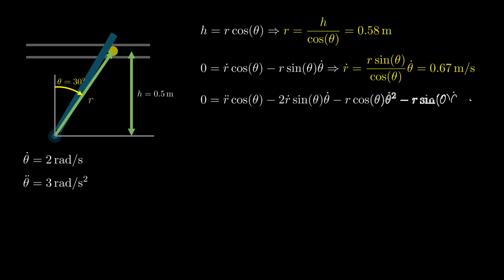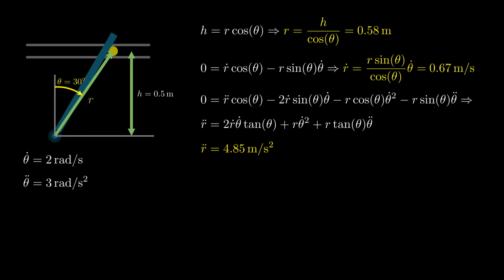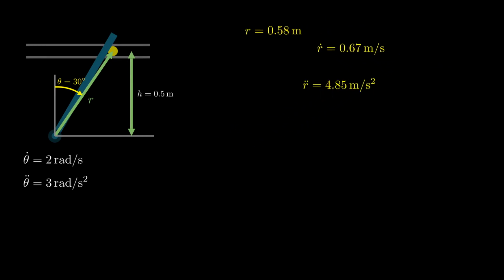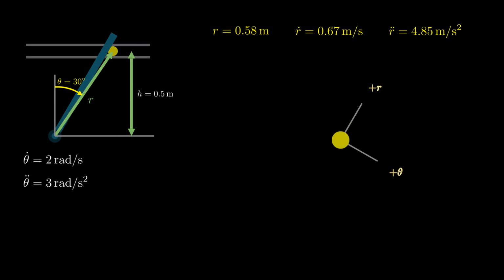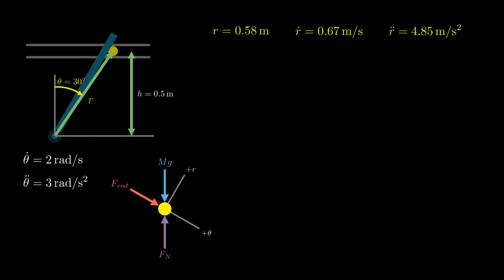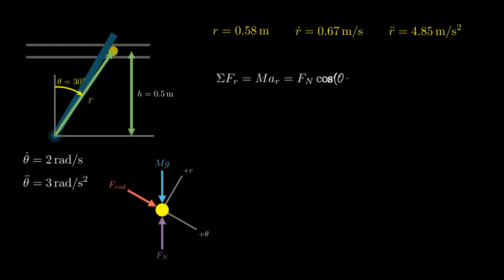Taking the derivative again, we can isolate for r double dot and find that it's 4.85 meters per second squared. Great, now we have values for r dot and r double dot. Next, we can draw a free body diagram for the particle with the r and theta directions. There's a force due to gravity, a normal force from the rod, and a normal force from the slot.